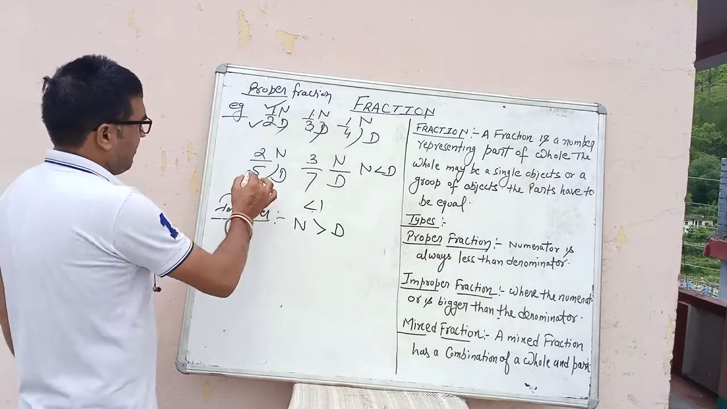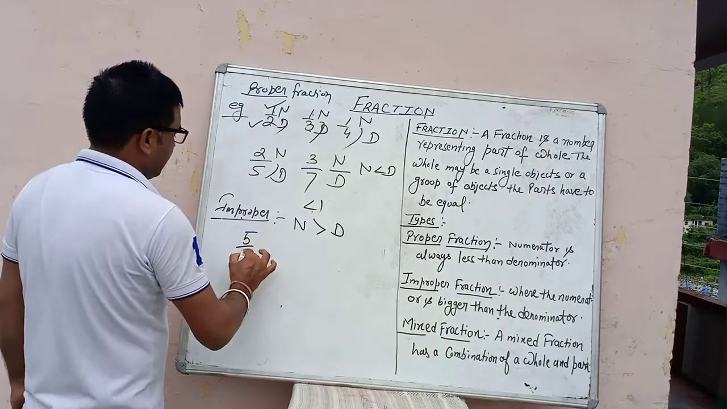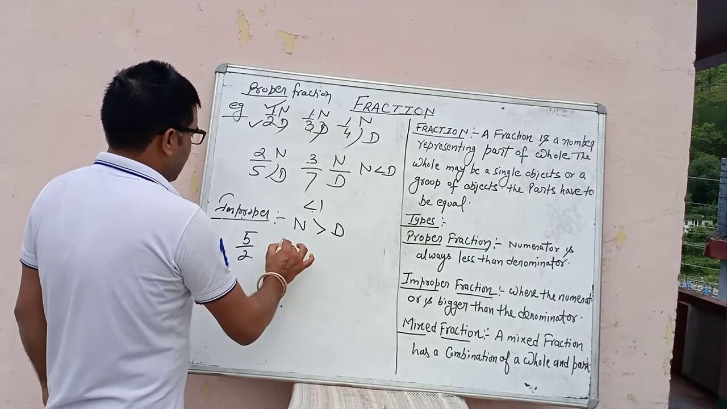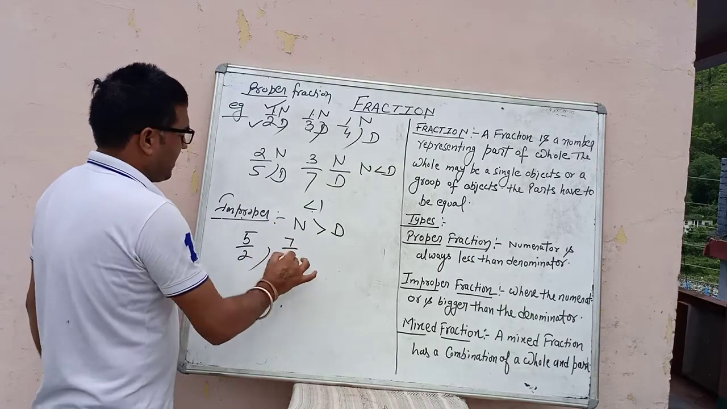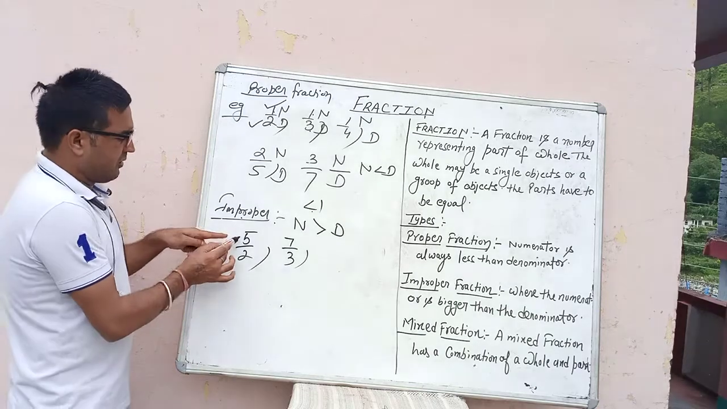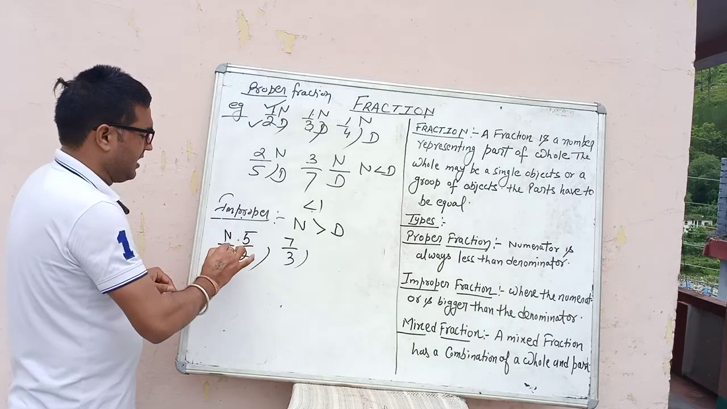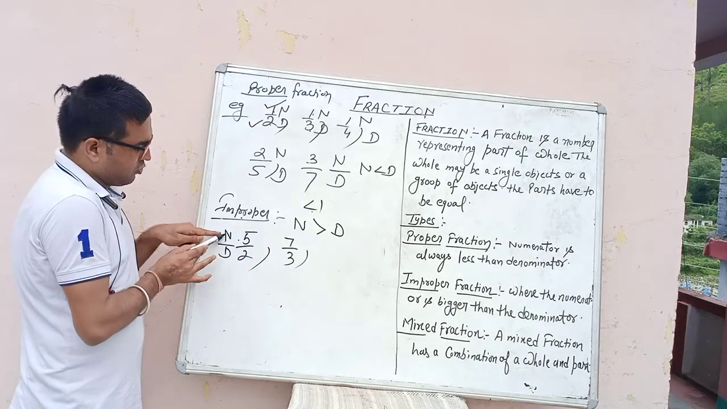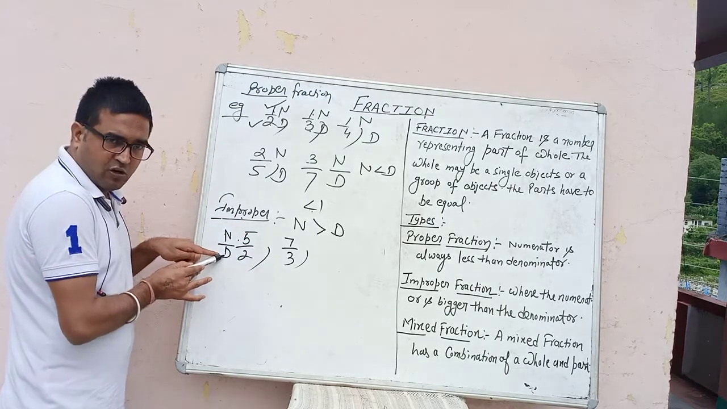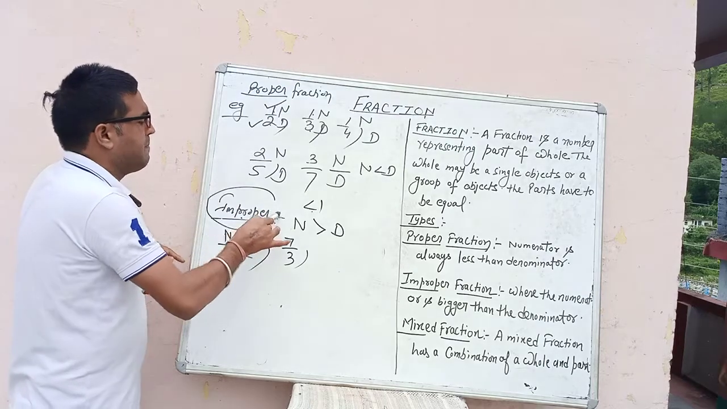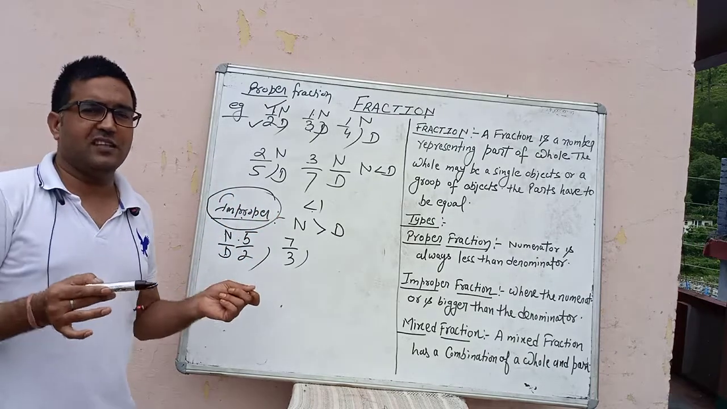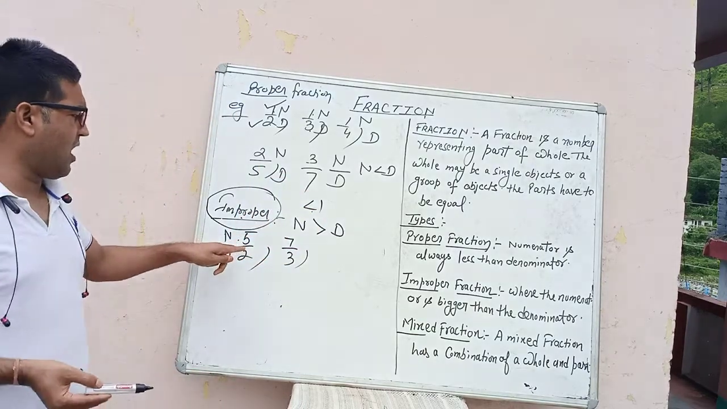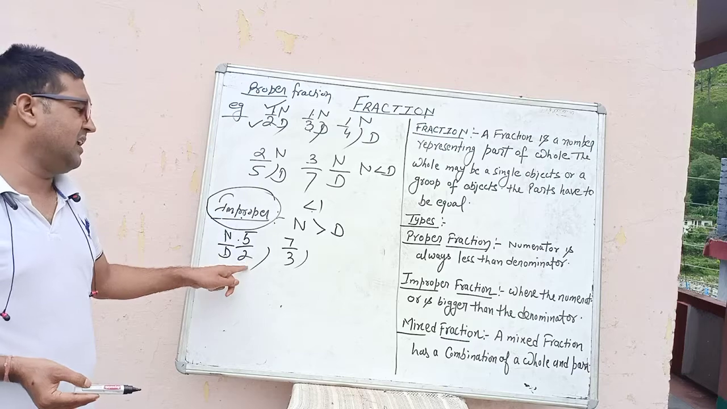For example, if you write 5 by 2, okay, and 7 by 3, these are fractions in which, this is the numerator and this is the denominator. Such a fraction in which the numerator is greater than the denominator is called an improper fraction. The fraction is improper when the numerator is greater than the denominator.